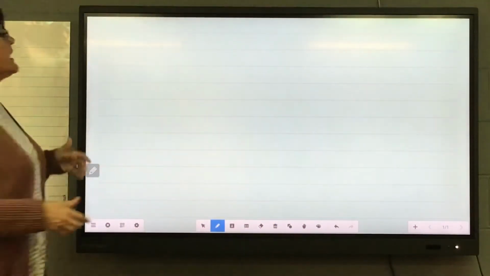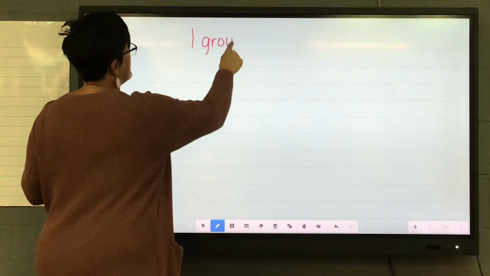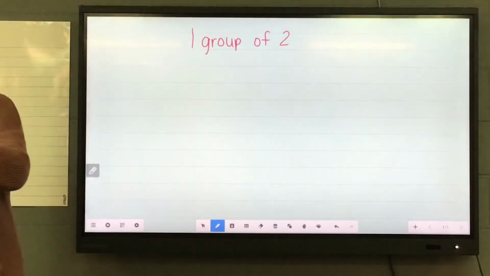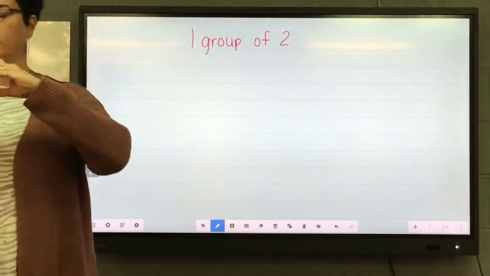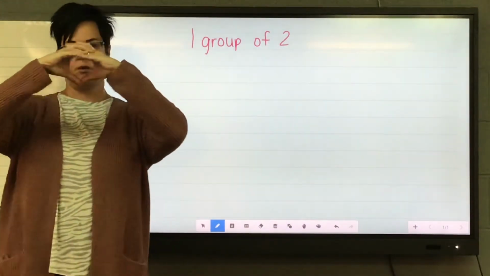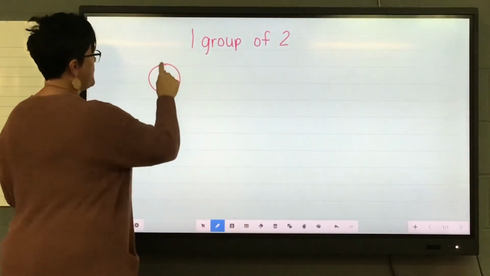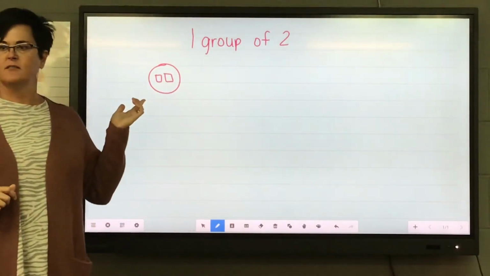Okay, so this time let's do one group of 2. Show me one group of 2 with your tiles. One group of 2. So remember, one group. How many are in that group? No, there's one group. How many are inside this group? 2. So if I have one group of 2, how many do we have? 2.